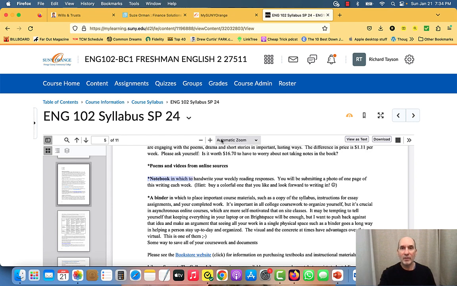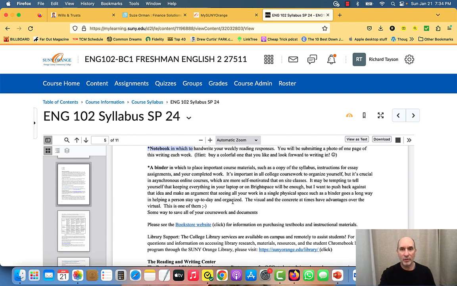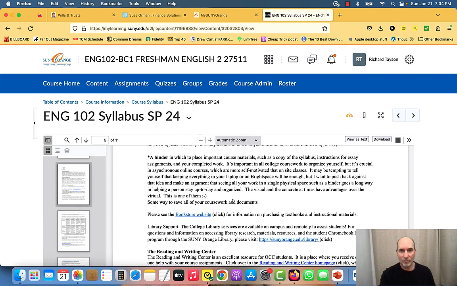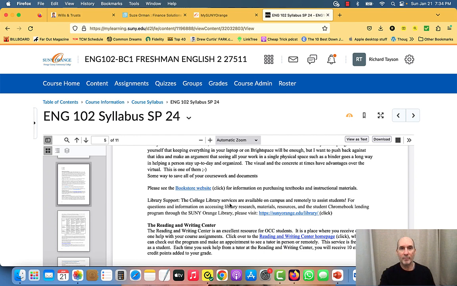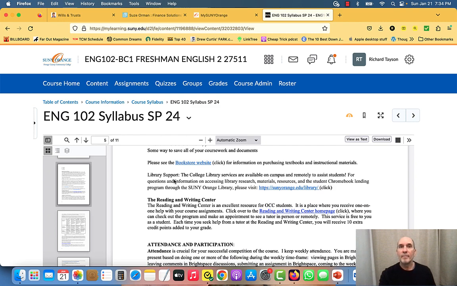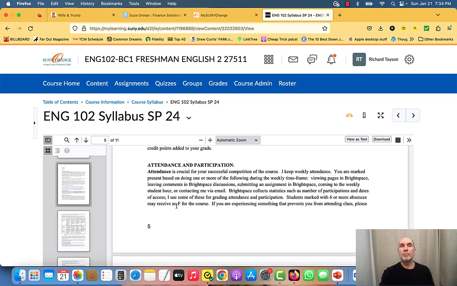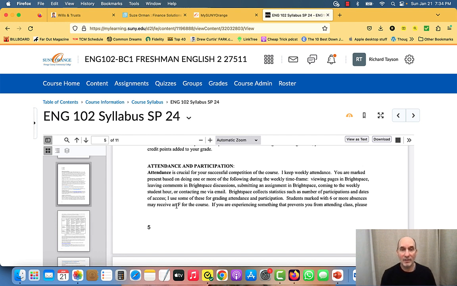A binder in which to keep important materials, including the syllabus, instructions for essays, essay requirements and assignments, the completed work that you've done, etc. So here's the bookstore website for more information on textbooks. So there's another link. Library support, Reading and Writing Center, and then importantly, attendance.